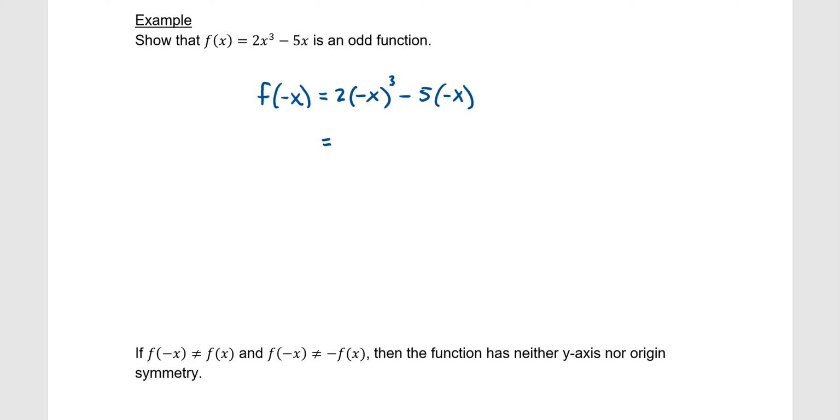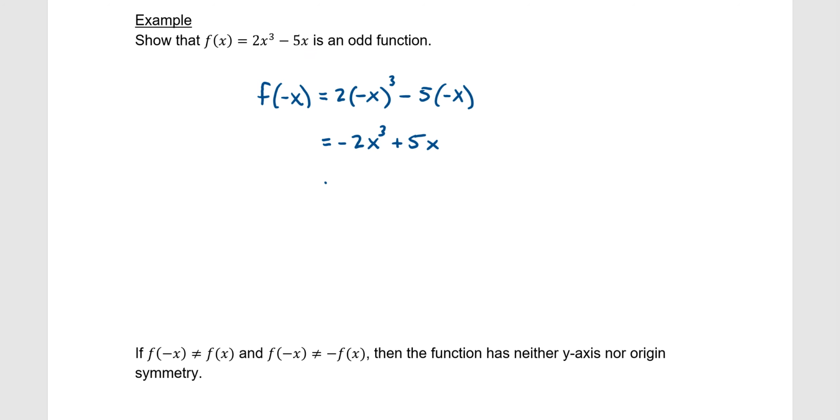So a negative x raised up to an odd power is going to remain negative, and the parentheses get dropped. So this first term is going to become negative 2x cubed. And the second term is minus 5 times negative x. That's going to become plus 5x because the negative and the negative make a positive. And we recognize that this is not the same thing as the original, so we know it's not an even function.